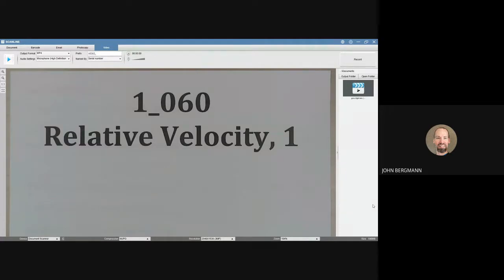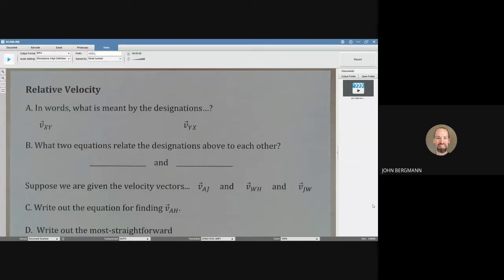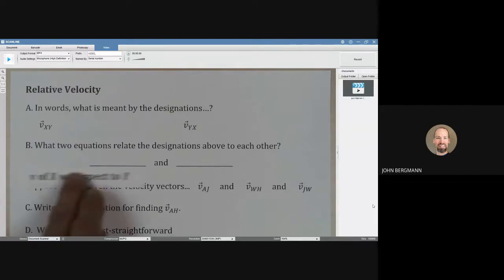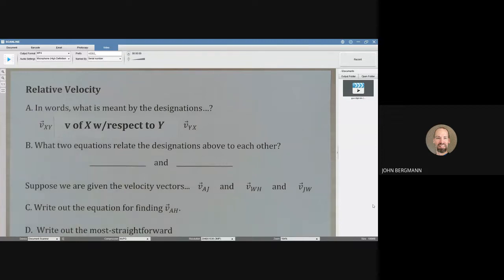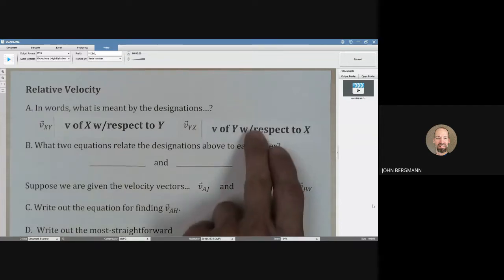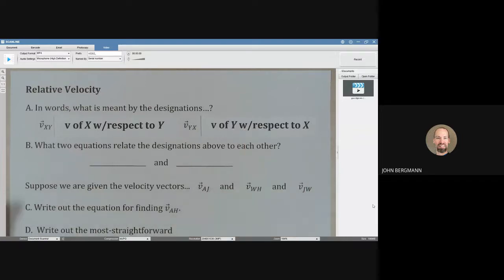This video is on relative velocity. In words, what is meant by the designation Vxy? That means the velocity of x with respect to y. Similarly, Vyx means the velocity of y with respect to x.